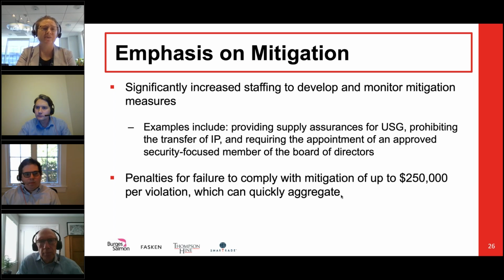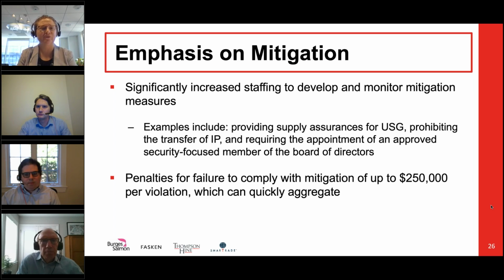And there are significant penalties for failure to comply with mitigation. That said, I think that there's a culture of compliance around the mitigation agreements where, because there's security officers or outside monitors, violations are regularly notified to the agency, and generally the emphasis is on fixing them.